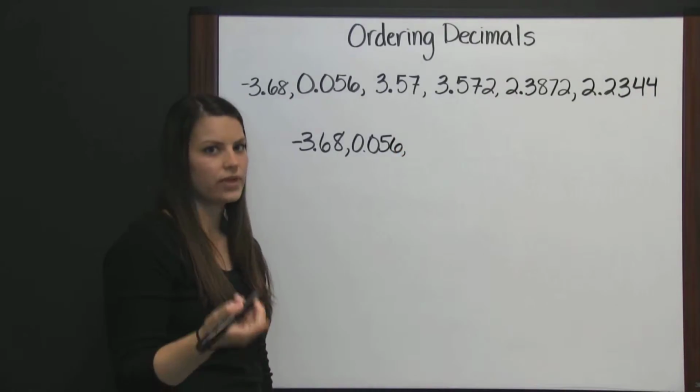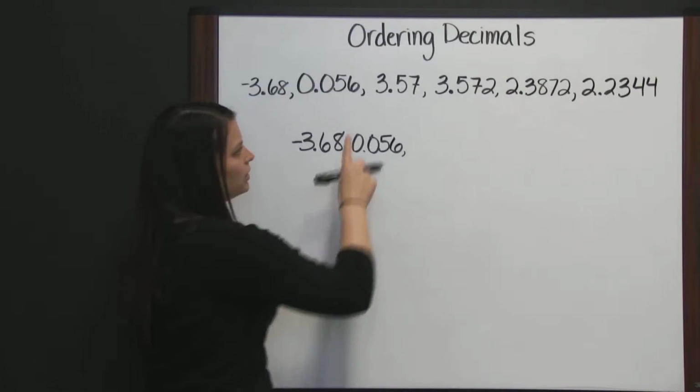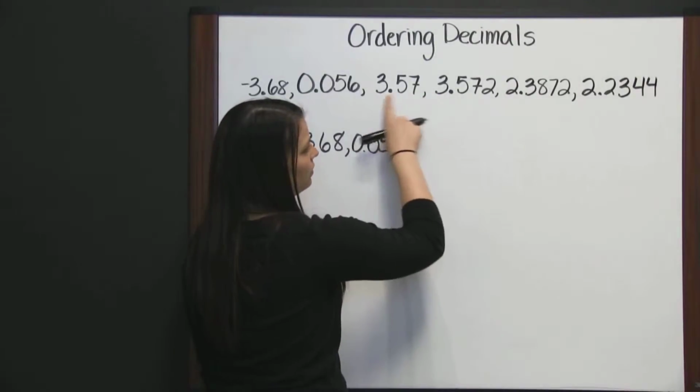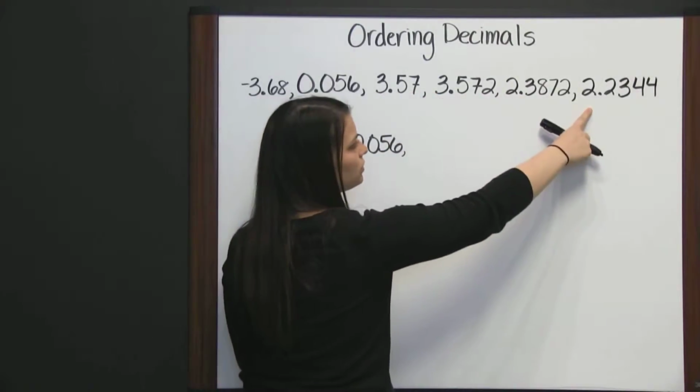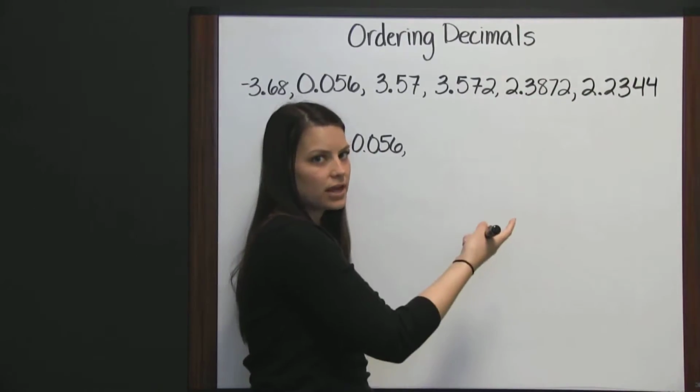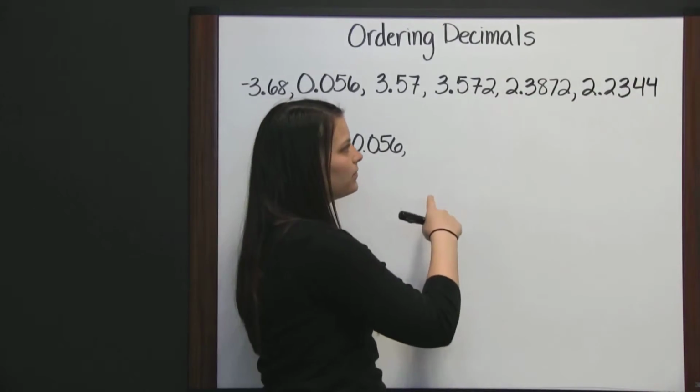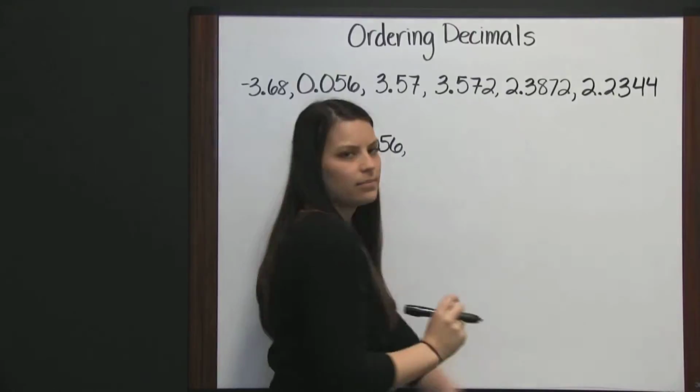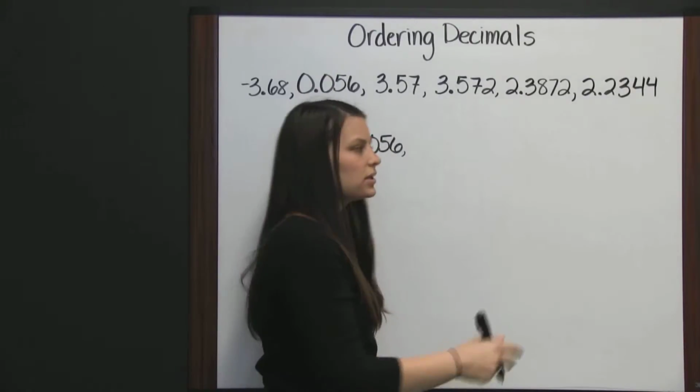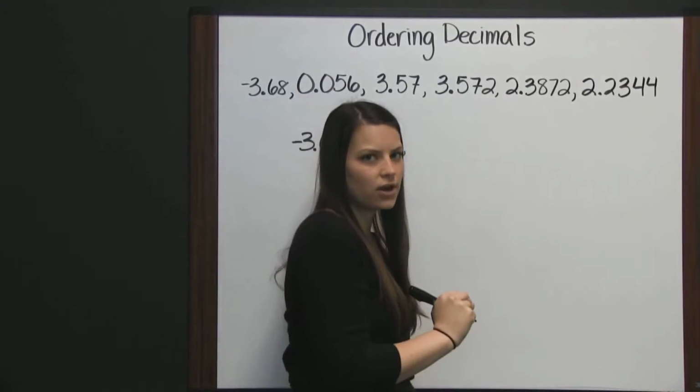So again, we're going to look for the next greatest whole number. So looking at our whole numbers again, 3, 3, 2, and 2, 2 is going to be our next number. 2 is smaller than 3. But we have 2 of them. We have 2 numbers with the whole number 2 in front.